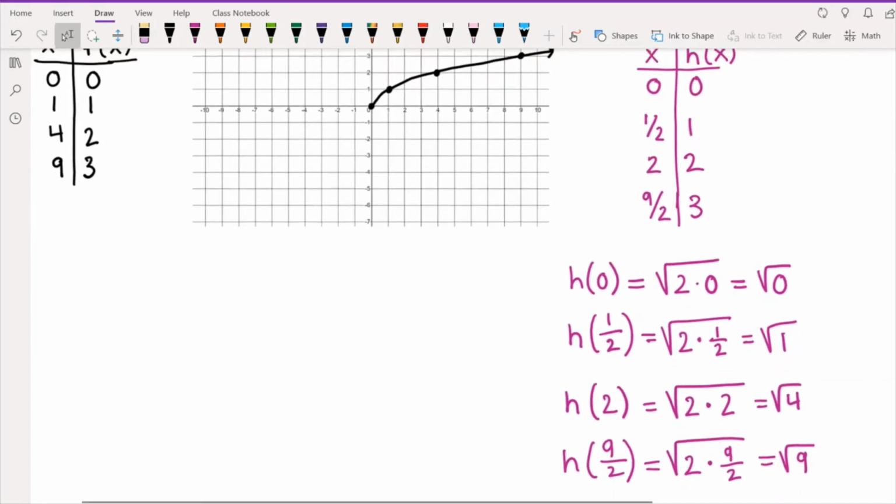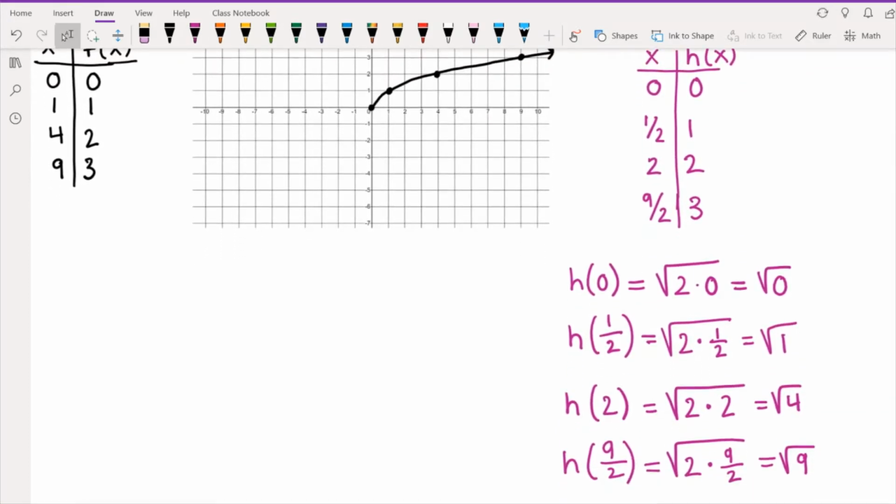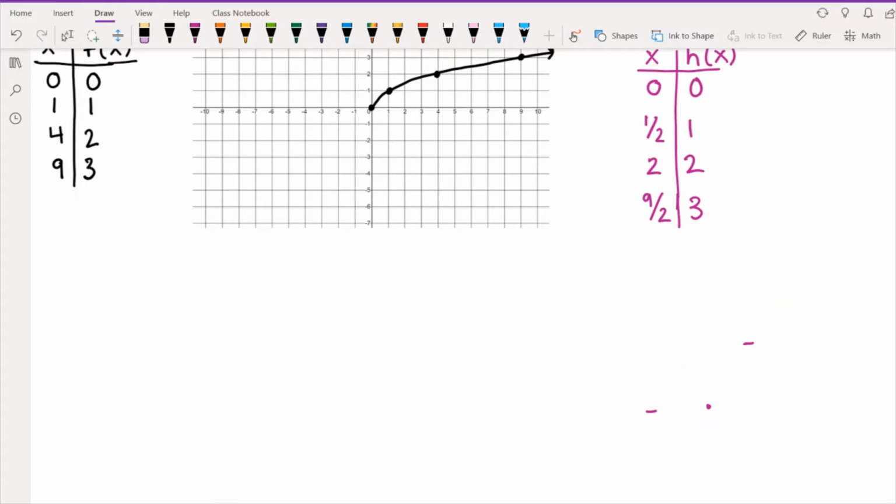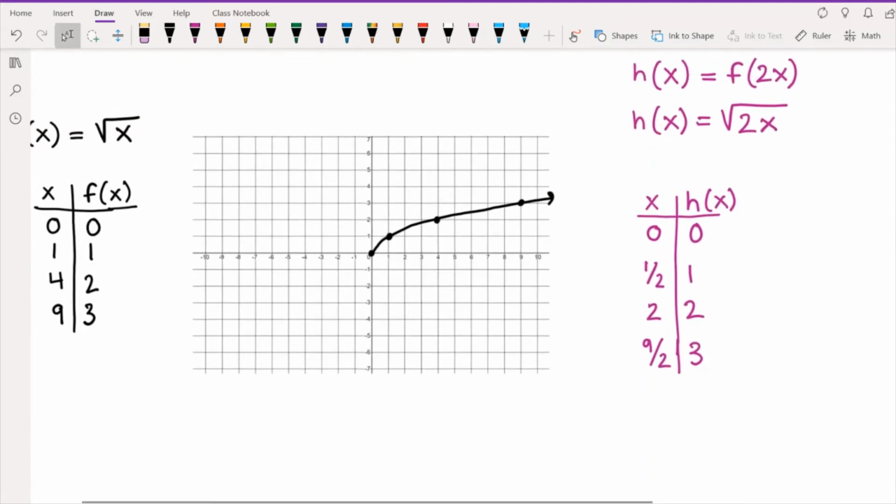Okay, so let's go ahead and plot these points. I'm just going to erase this to make space for later stuff. Okay, so our points are going to be, we still have 0, 0. Now we have 1/2, 1. Then we have 2, 2. And then we have 9 halves. So 9 halves is 4.5. 9 halves, 3. So that's here. And so our graph looks like this.